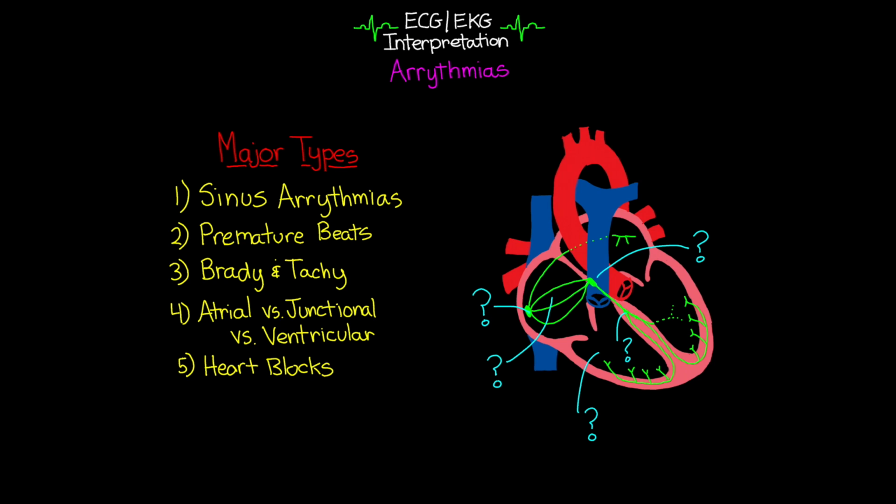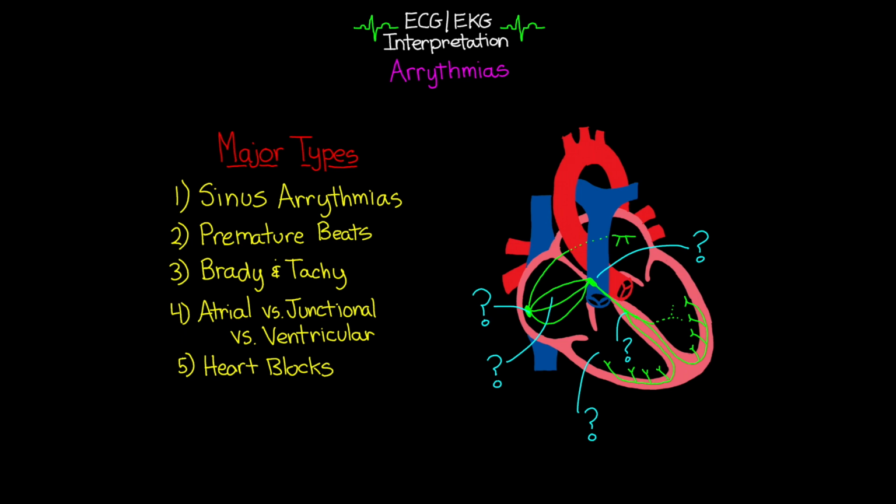But the major types that you see here, first we have our sinus arrhythmias. From there, we're going to go on and talk about the different types of premature beats that you're going to see. Following that up with talking about some of the bradycardic and tachycardic rhythms that you're going to see. From there, we're going to do a breakdown of either our atrial dysfunctions, our junctional rhythms, or some of our ventricular problems.